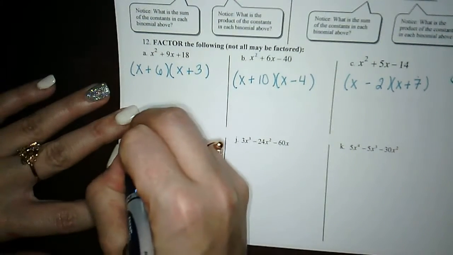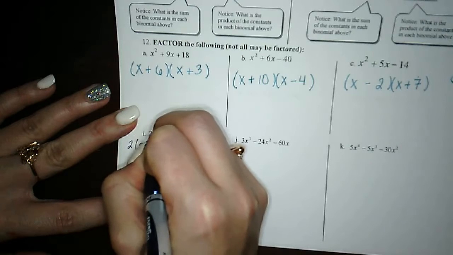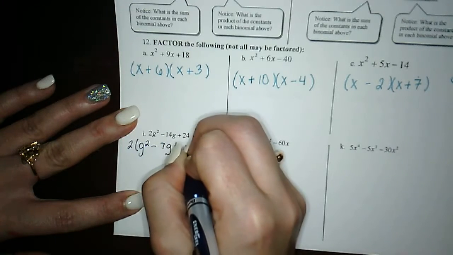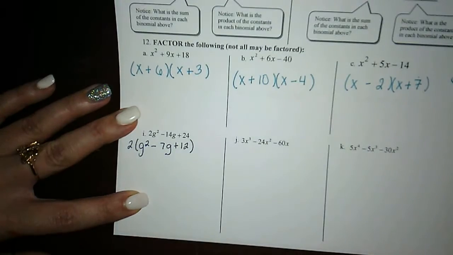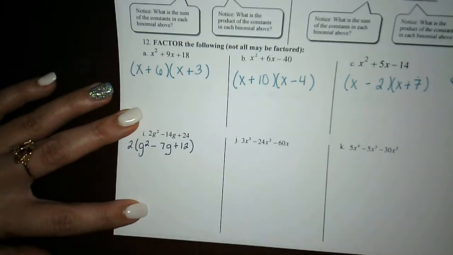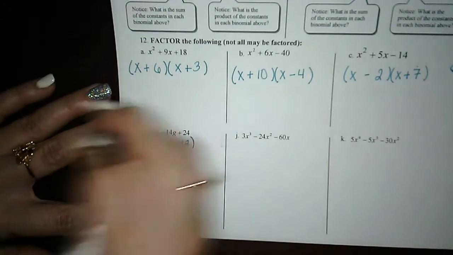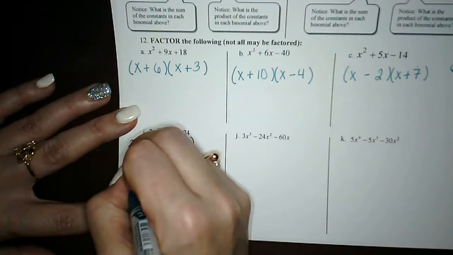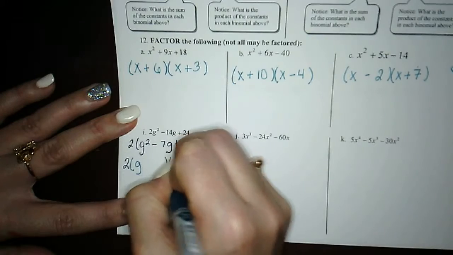So when we take out 2, we're left with g squared. 14 divided by 2 is 7. 24 divided by 2 is 12. Now I can factor it out just like we did up here. So I'm going to leave this 2 on the outside. And now we're going to factor it out. So we have g and g.